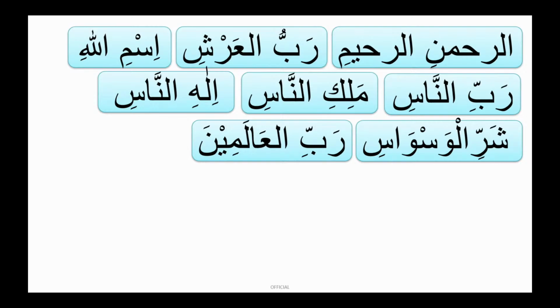Rabbil alameen. So the first word is Rabb, Rabbi. Is it heavy or light? Light. Do we have an al at the beginning? No. And the next word, is it jar? No. Rayhan. Samir, what do you think?